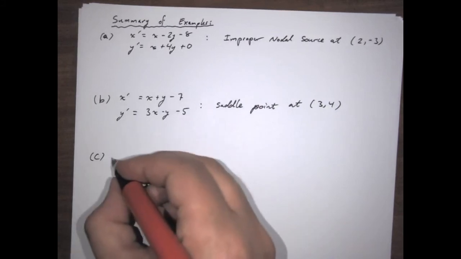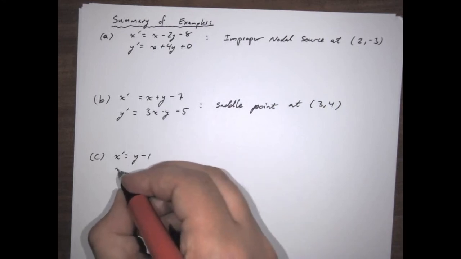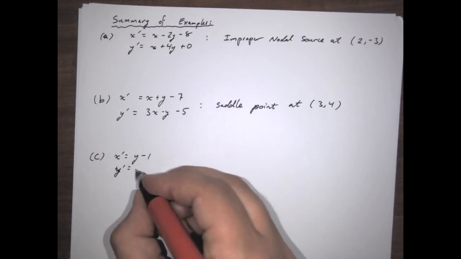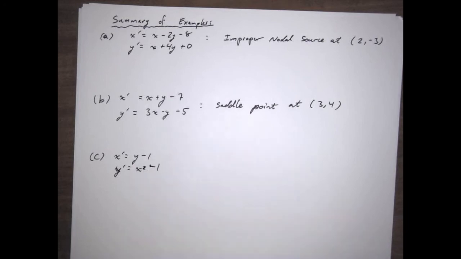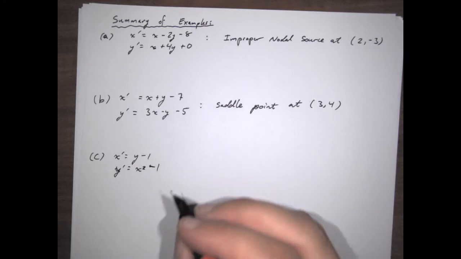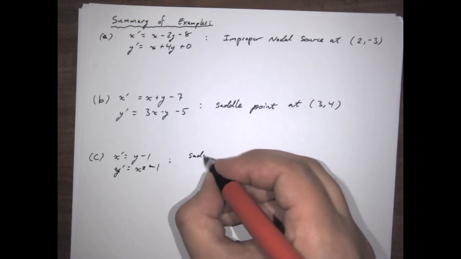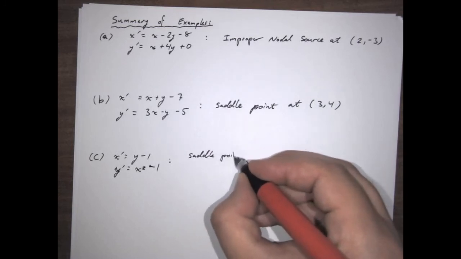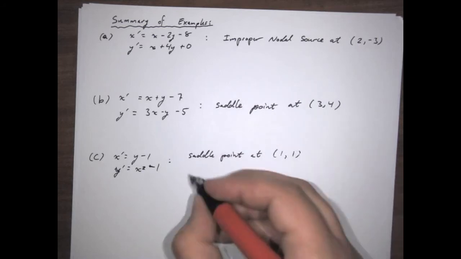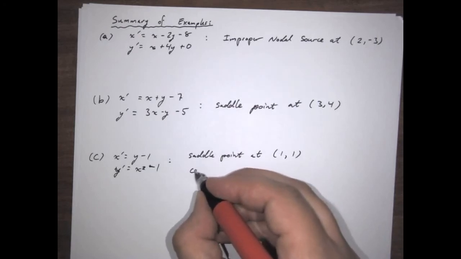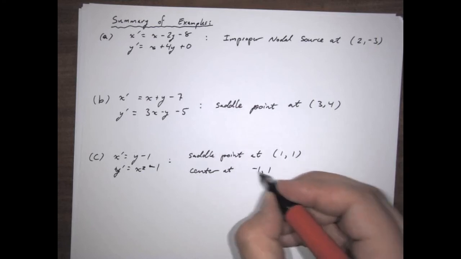C, what we had was x prime equals y minus 1, y prime is equal to x squared minus 1. And so that gave us a saddle point at 1, 1, and a center at negative 1, 1.